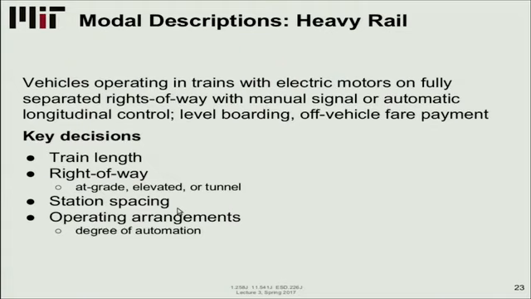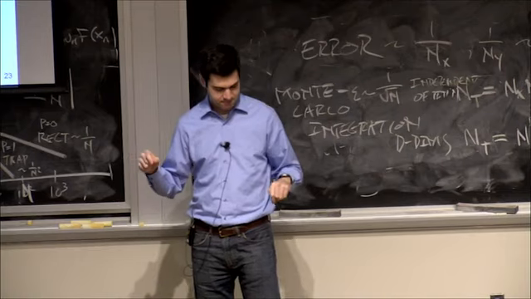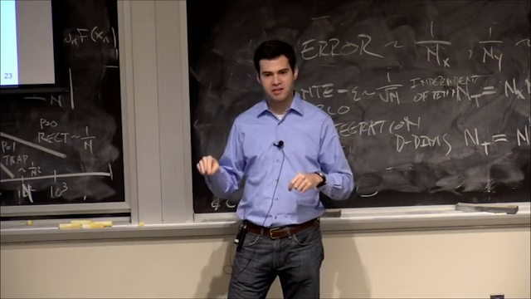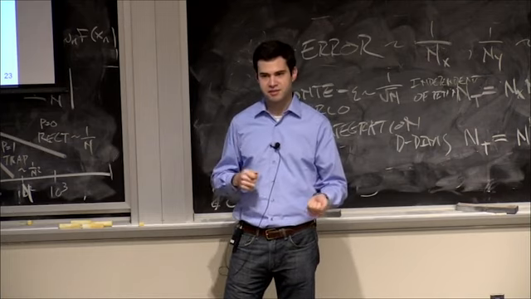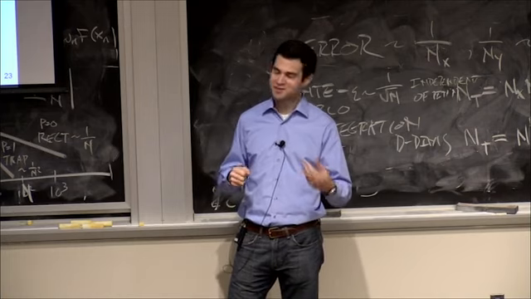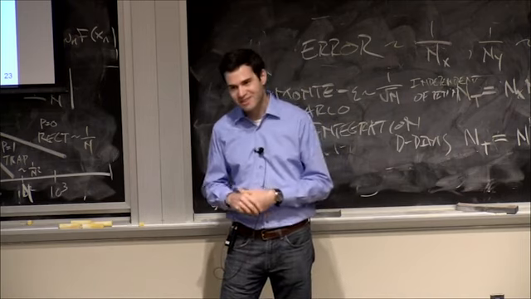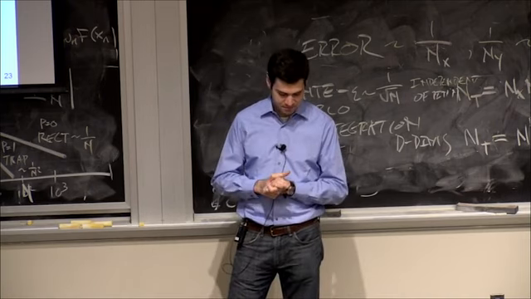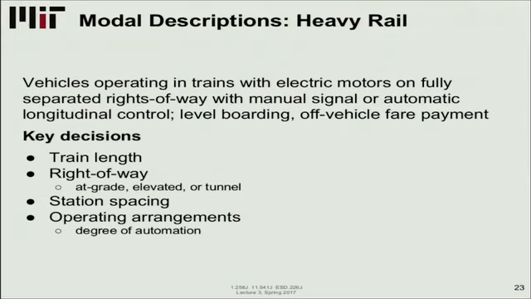If you space stations out, if you have longer distance stations, that means you can cover a longer distance faster. But that means that people have to walk longer to their real origin or their real destination at both ends of the trip. And then operating arrangements. We talked about the different blocking systems and control systems. Do you want this to be driven by a human, or will a computer be taking over?